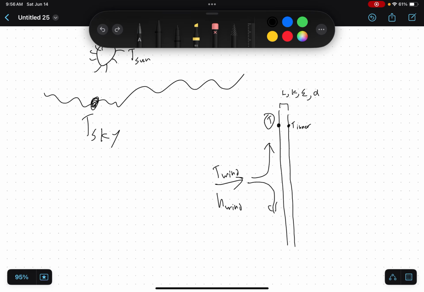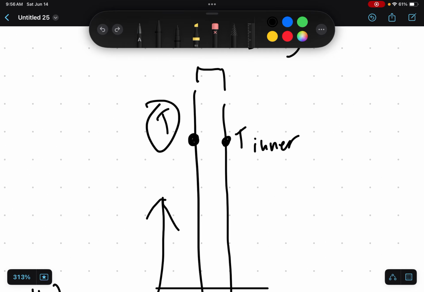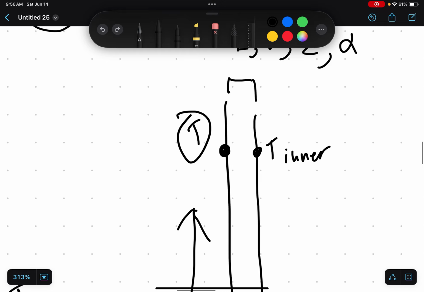So what is this problem? We can measure the inside temperature of the window because we could just stick a temperature probe on it. We want to calculate the outside temperature of the window, so this temperature.